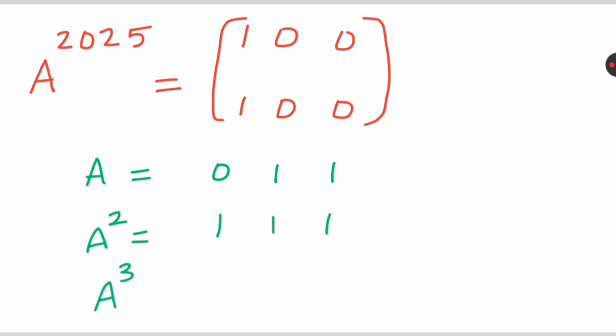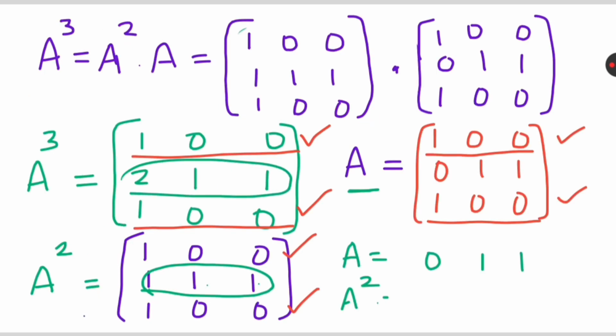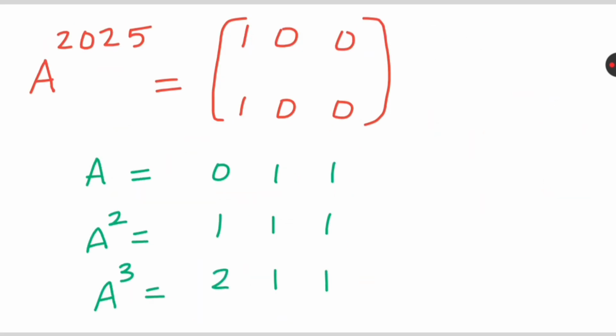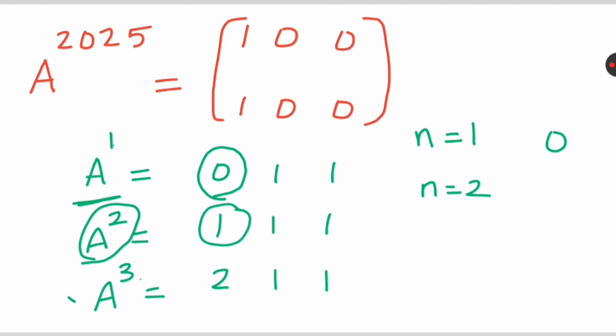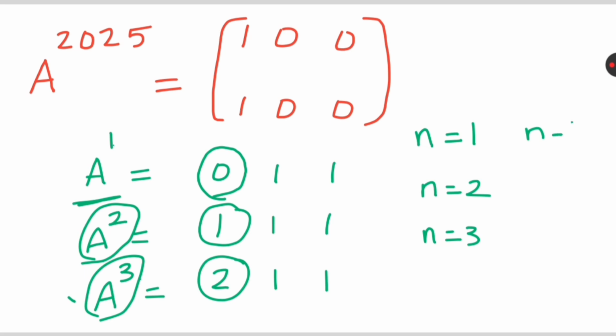In A power 3, the second row is 2 1 1. So now observe here. Here we have a power 3, and here we have a power 2, and here we have A, that means you can take it as a power 1. If you consider this 1 2 3 as n, if n is 1, the second row first element is 0. If n is 2, the second row first element is 1. If n is 3, the second row first element is 2. So that means it is reducing here. That means you have to take the second row first element as n minus 1, isn't it?